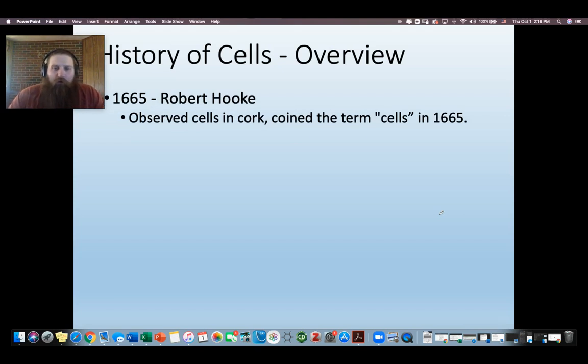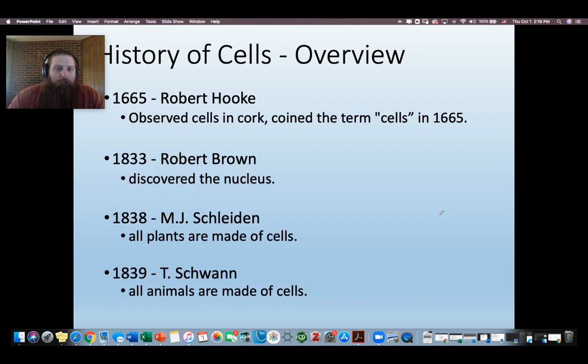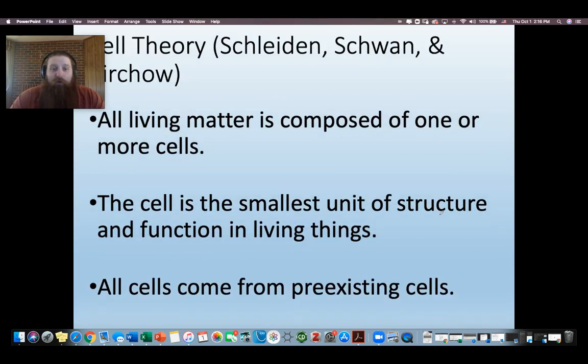First, make sure from our other slides we know a couple of these guys. Robert Hooke first got to come up with the word cells. Robert Brown discovered the nucleus in the 1830s. Schleiden and Schwann and Virchow talked about cell theory. Schleiden said all plants were made of cells. Theodore Schwann says all animals are made of cells, and Virchow says all cells come from other cells, right? So make sure that we know cell theory.